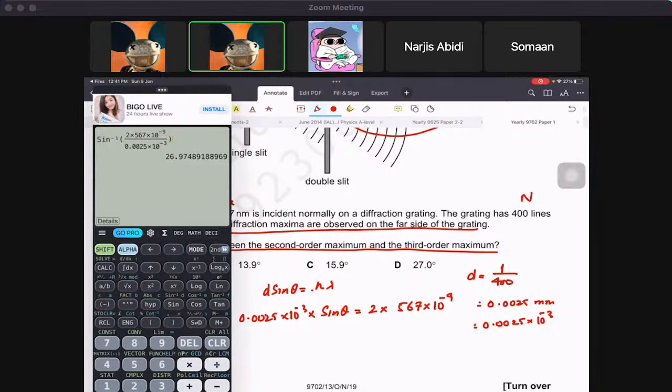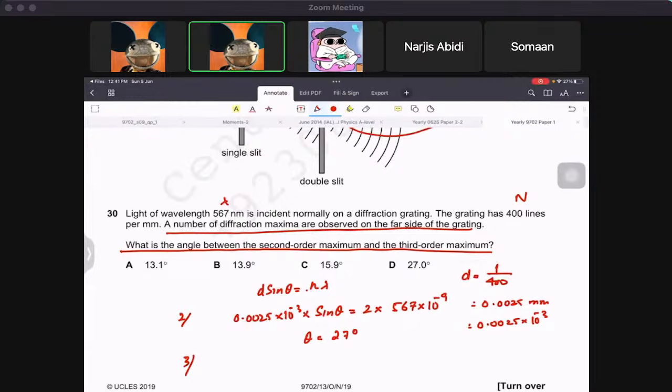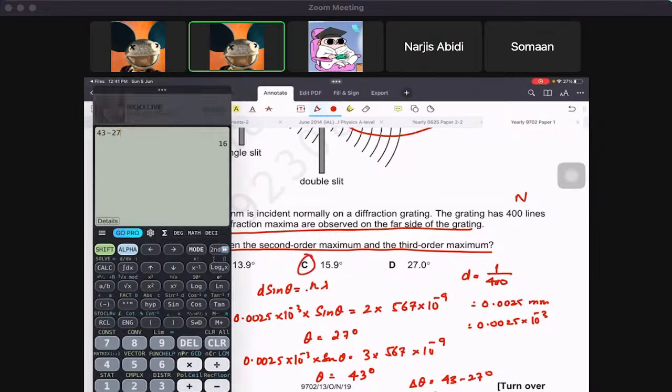So theta for the second order is 27 degrees, and for the third order basically you do 0.0025 times 10 raised to minus 3 times sine theta equals 3 times 567 times 10 raised to minus 9. So I'll just edit it and put 3 here. So this gives me a theta of 43 degrees. So the change in theta would be 43 minus 27. So that is 16 degrees, which is 15.9 right here, because I rounded it, okay.